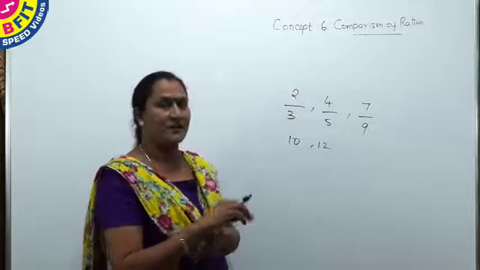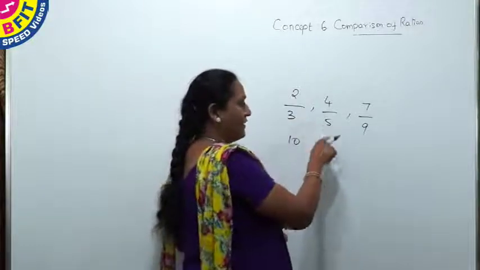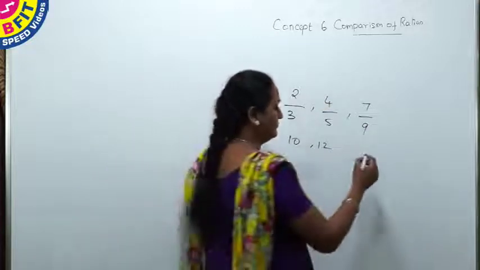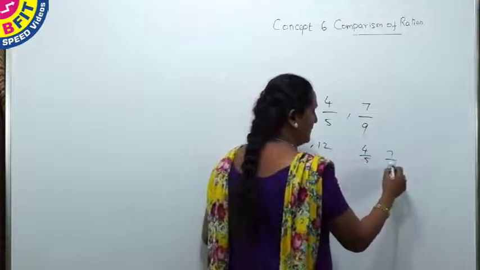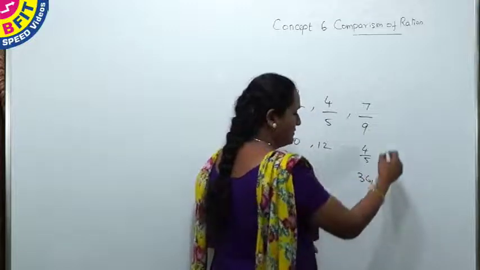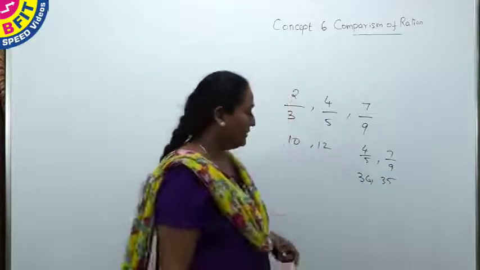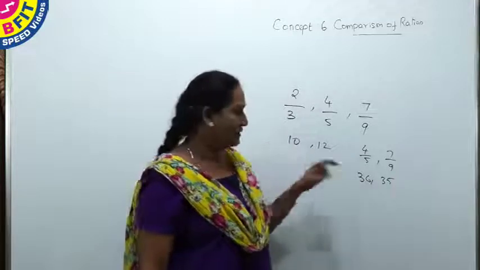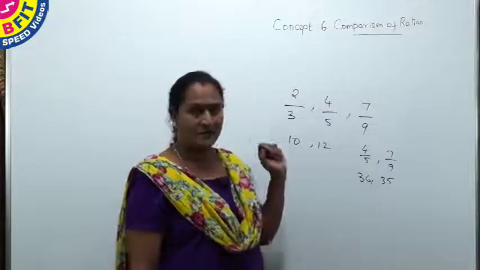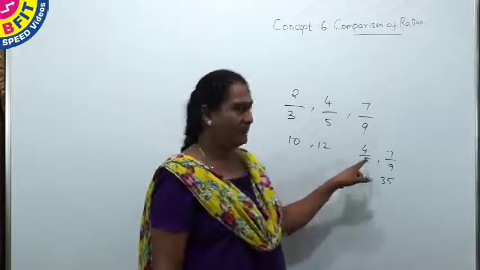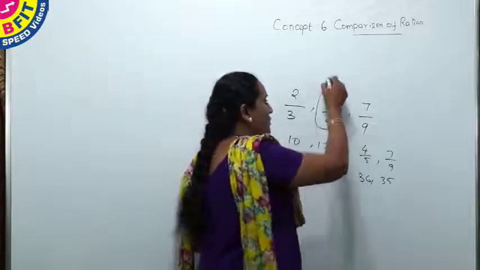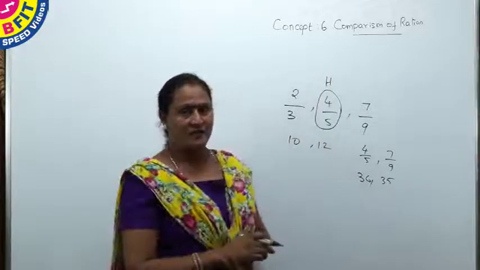So we are asked to find the highest fraction. So we'll take this 4 by 5 and compare with 7 by 9 and see which is highest of these two. So 4 by 5 and 7 by 9. When you multiply 4 and 9 it is 36. 7 and 5 it is 35. So 36 is greater than 35. So the value 36 corresponding to this 4 by 5 is highest. As 36 is highest, the value corresponding to this fraction 4 by 5 is the highest. So among these three, 4 by 5 is the highest.